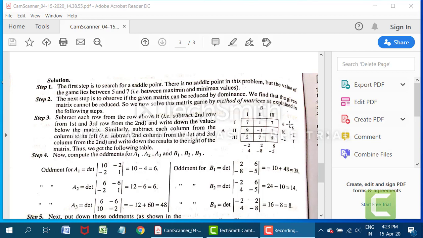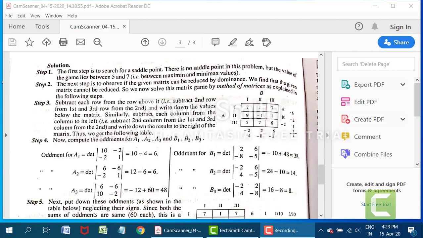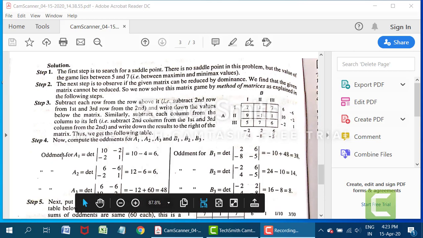Similarly, subtract the third column from the second column: 1 minus 7, minus 6. Minus 1 minus 1, minus 2. 7 minus 6, 1. Like this you write the results here. Now you need to find the determinants of the oddments for the different 2 by 2 matrices that you are going to form.